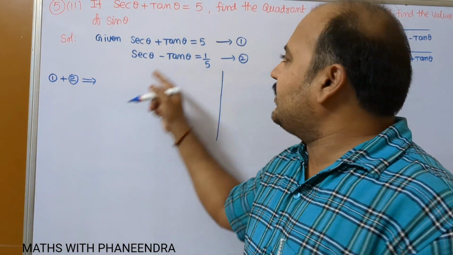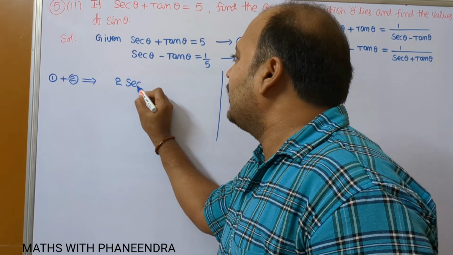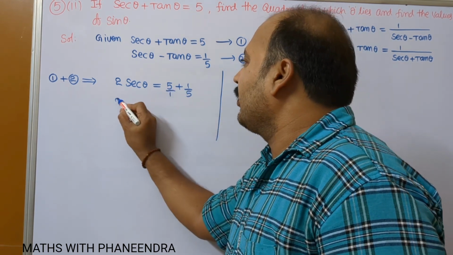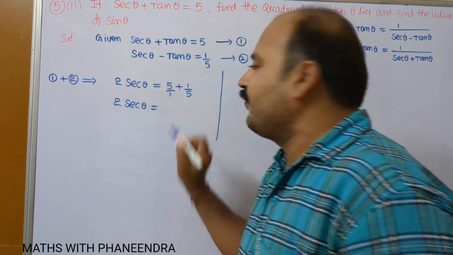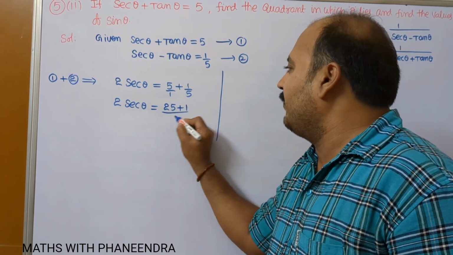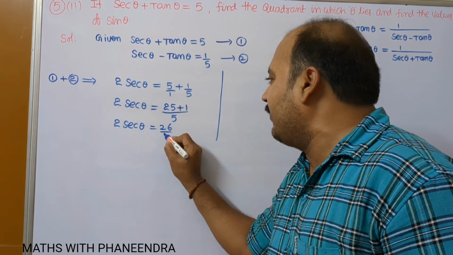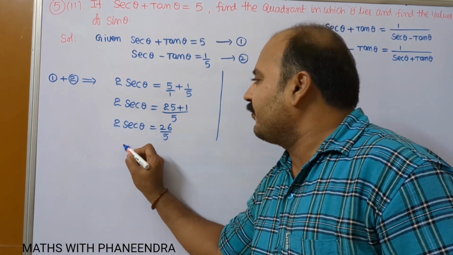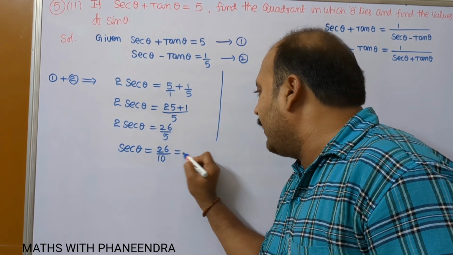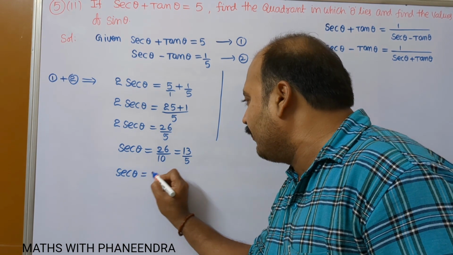Whenever we are adding the two equations, tan theta and minus tan theta get cancelled. So secant theta plus secant theta, 2 secant theta, is equal to 5 plus 1 by 5. 5 means 5 by 1. So 2 secant theta is equal to 5 into 5, 25, plus 1, over 5. So 2 secant theta is equal to 26 divided by 5. Two 1s are 2, two 13s are 26. Otherwise secant theta equals 26 by 10, but you can simplify. Therefore, secant theta is equal to 13 by 5.